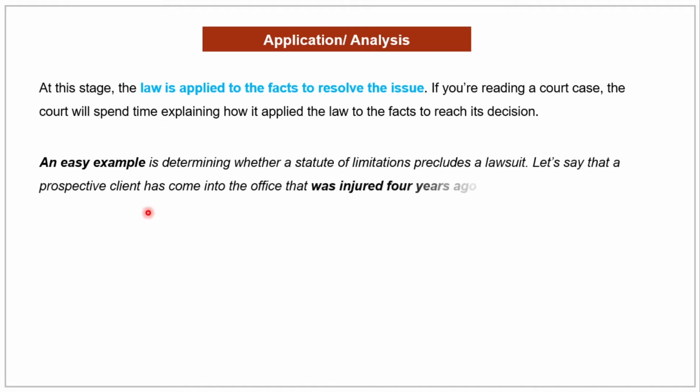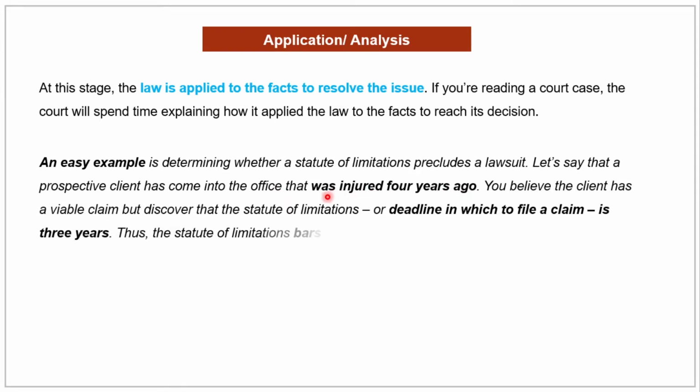Let's say that a prospective client has come into the office who was injured 4 years ago. You believe that client has a viable claim, but discover that the statute of limitations, or the deadline in which to file a claim, is 3 years. Thus, the statute of limitations bars the claim. As the prospective client has already passed 4 years, he does not have a viable claim due to the statute of limitations.